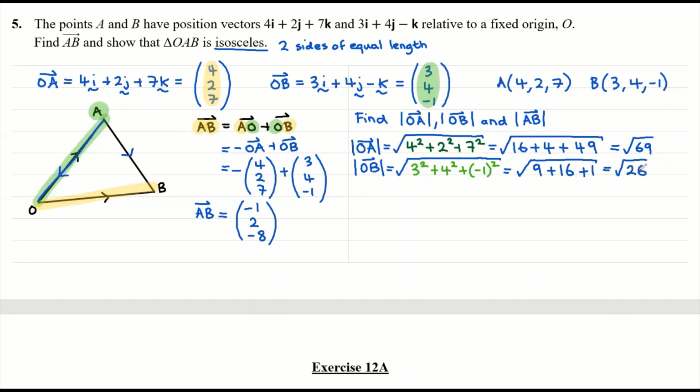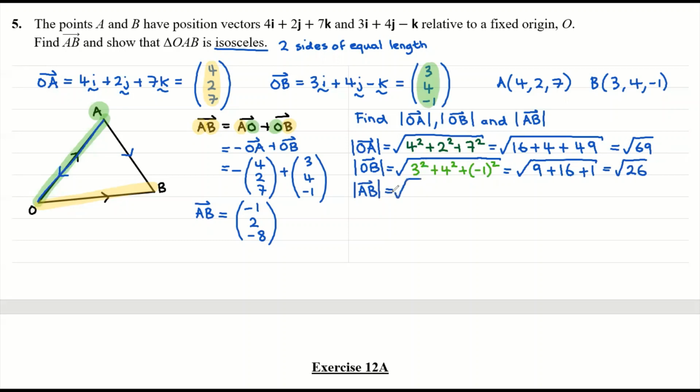Right, so we've just established that OA and OB are not the same. So if that's the case, then the vector AB must be either root 69 or root 26. Otherwise, this is not true. But we're hoping it will be. So let's hope we've done everything correctly.